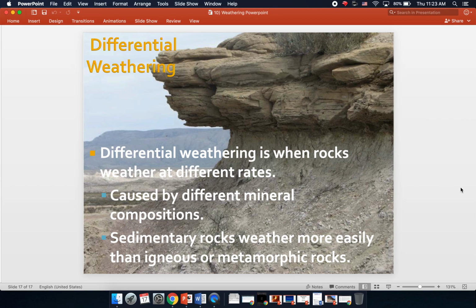So differential weathering is caused by different mineral compositions. Some minerals are more susceptible to weathering than others. And then also, like I was saying, sedimentary rocks are known for weathering really easily, much easier than igneous or metamorphic rocks do. So not all rocks are going to weather at the same rate. It's going to depend on the mineral composition of the rock, which of the three major rock types that rock is, and it's also going to depend on what environment it's in. You could have the same kind of rock in two different environments, and in one environment it may weather a lot quicker than in another environment.